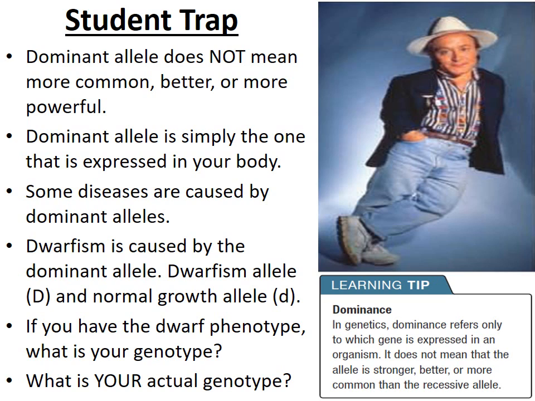Again, from the previous presentation, remember that just because something is a dominant allele, it doesn't mean it's the more common one or the better or the more powerful one. It just means it's the one that's more expressed. So for example, here we have a condition called dwarfism. And believe it or not, dwarfism is actually caused by a dominant allele, the big D allele. So if there's someone who's a dwarf, that person is big D, little d, or big D, big D. If you're not a dwarf, then that's right, you guessed it, your genotype would be little d, little d. So again, dominant does not mean more common, does not mean necessarily better or more powerful, it just means it's the one that's expressed.